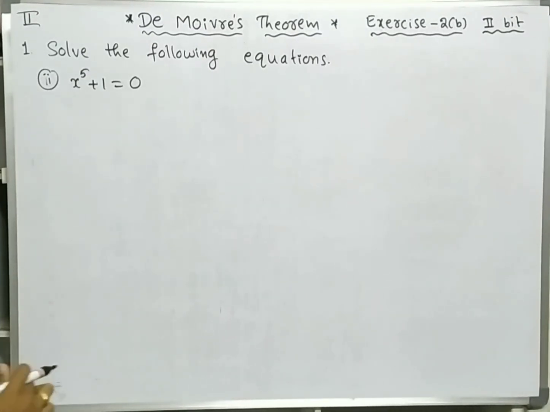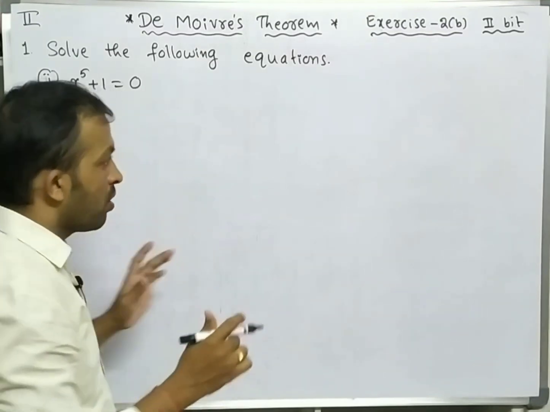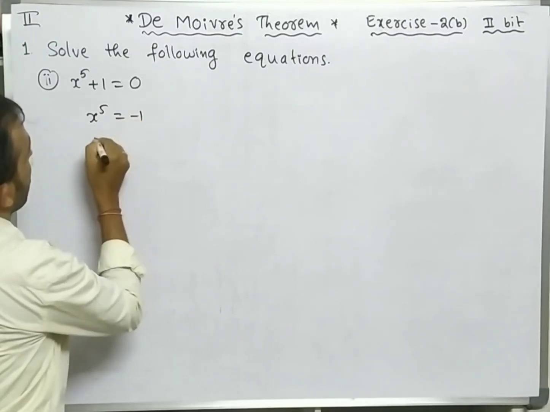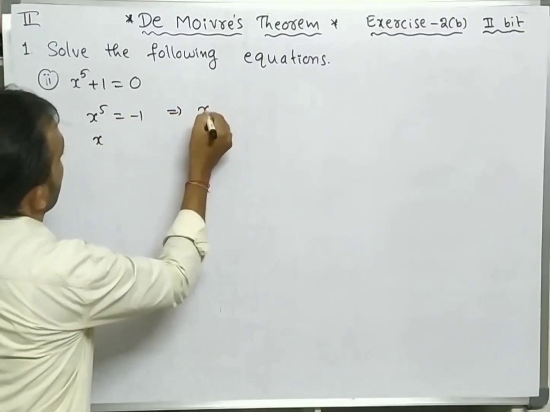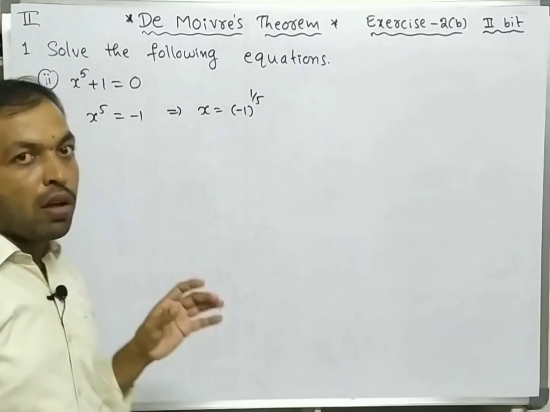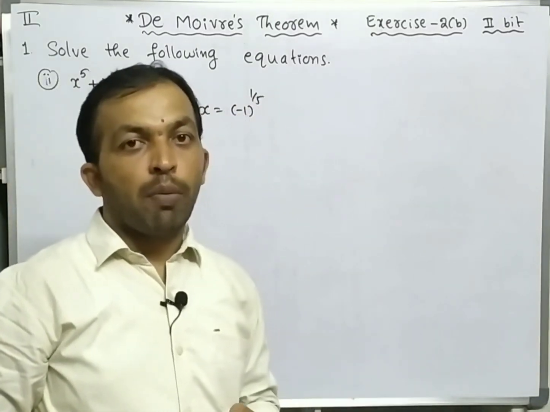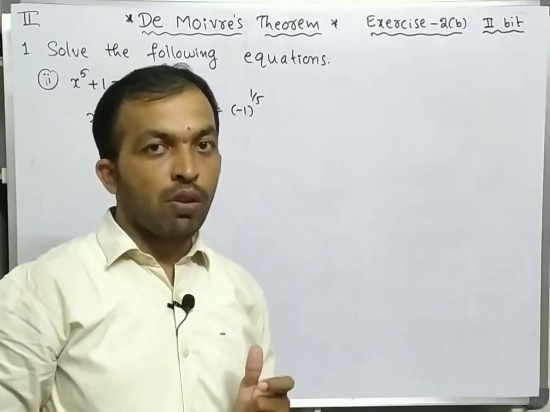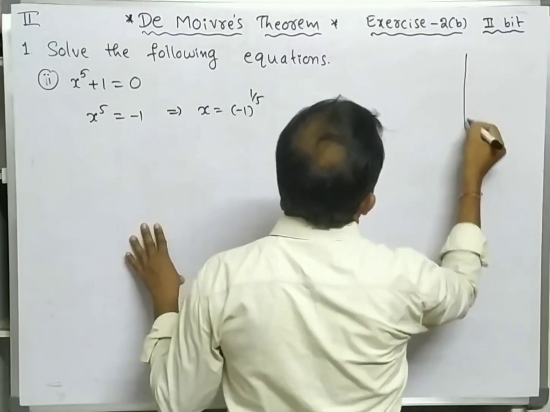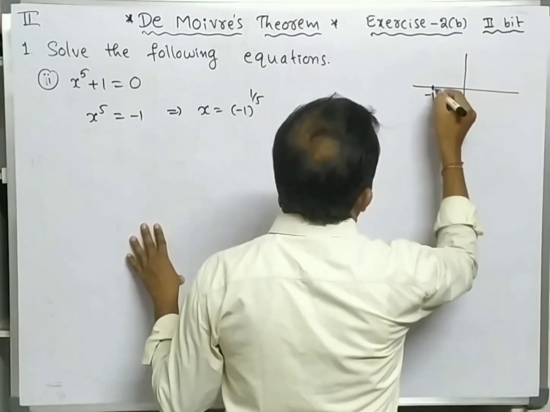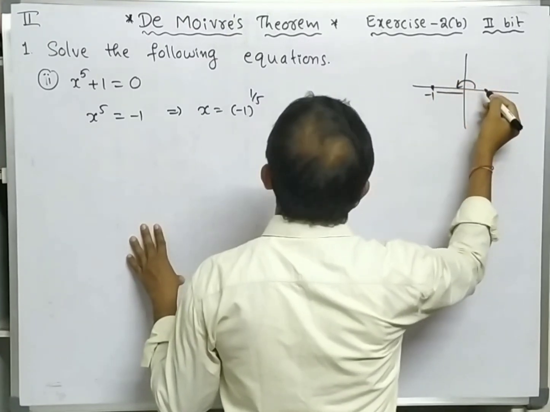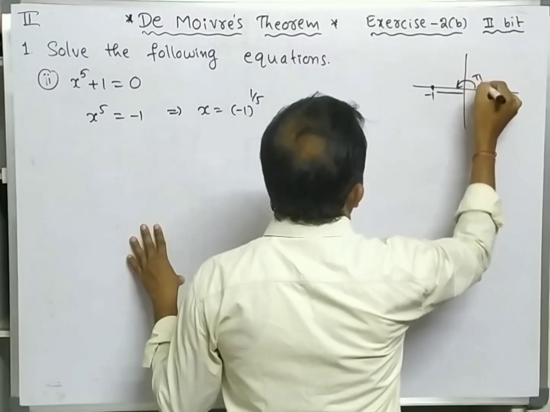Next, second problem: x power 5 plus 1 is equal to 0. This can be written as x power 5 is equal to minus 1. So this implies x is equal to (minus 1) whole power 1 by 5. This type of problem we already completed in the previous video, exercise 2b first bit, first problem. Geometrically, minus 1 can be located on the negative x-axis. So the modulus is 1 and the argument is 180 degrees, pi.